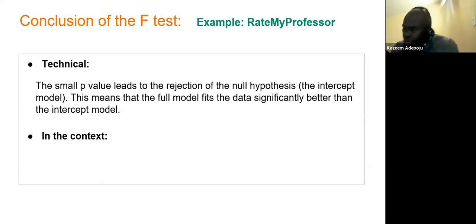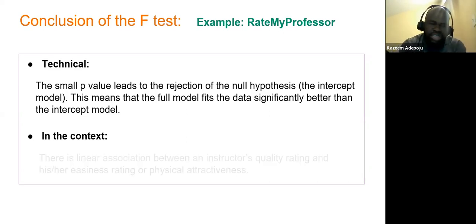And of course, the null hypothesis is talking about the intercept model. The null hypothesis is talking about a situation whereby there is no relationship at all. I cannot predict the quality of a professor from either the main effect variables or from the interaction. But the alternative is going to say I can actually do that.